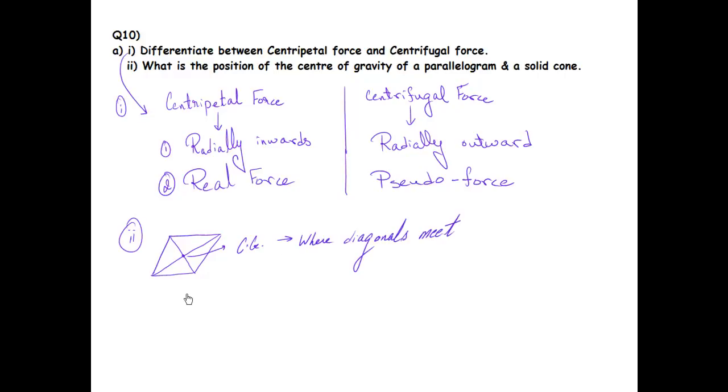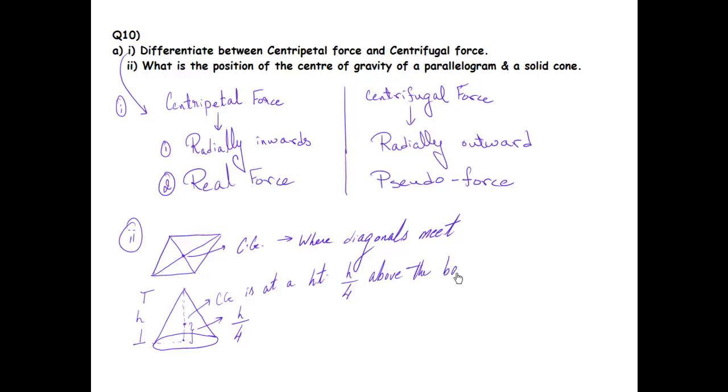Whereas for a solid cone, it's going to be more towards the base of the cone. That is common sense, as there is more mass towards the base of the cone rather than the vertex of the cone. However, if the height of the cone is h, in that case the center of gravity is at a height h by 4 above the base of the cone. So basically the CG is at a height h by 4 above the base of the cone.